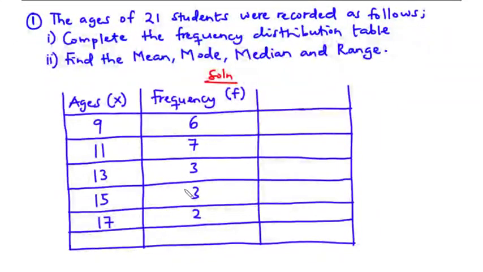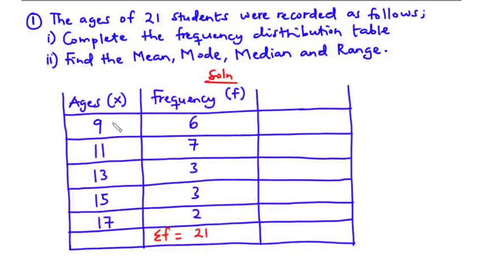Now, to complete this table, first of all, let's find the summation of f. So the summation of f basically means that we are going to sum up all the frequency values. Now 6 plus 7 is 13, 13 plus 3 is 16, 16 plus 3 is 19, and then 19 plus 2 is 21. So the summation of f is 21.